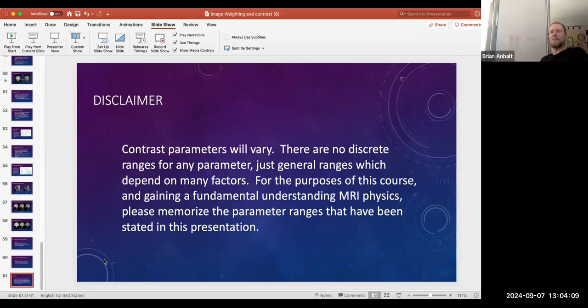Disclaimer, contrast parameters will vary. There are a lot of different reasons why these things might look different. It depends on your field strength and on what you're trying to do. But for the purposes of this course and trying to understand these concepts, we will be using these numbers. So memorize these numbers so that we can talk about this stuff.